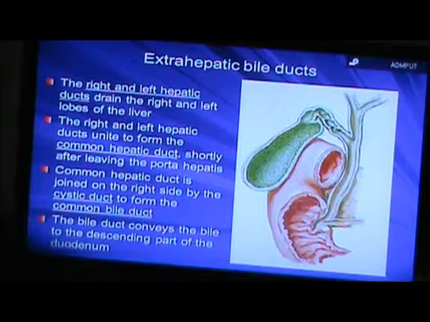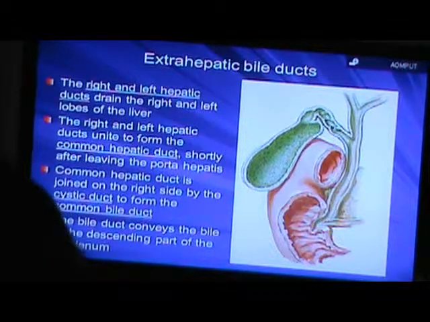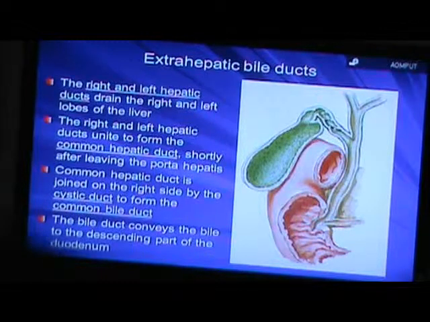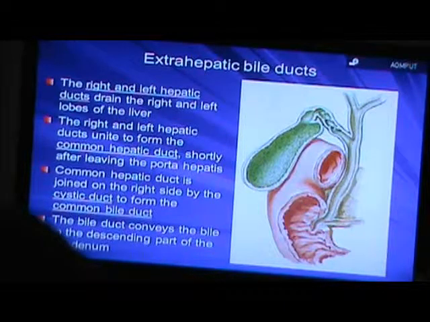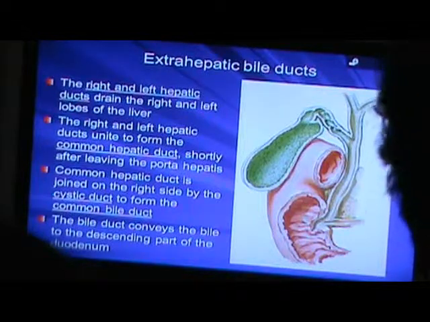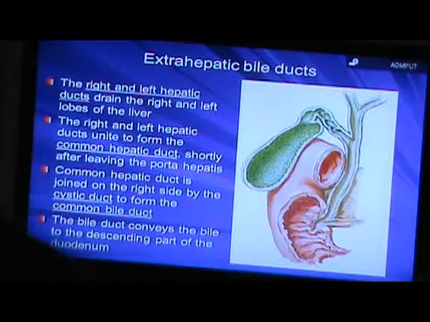Sometimes in your books and atlases you can find this duct called simply the bile duct, without the word common. But when we add common, we emphasize that this bile duct was formed by the common hepatic duct plus the cystic duct. So this is the common bile duct. The bile duct conveys the bile to the descending part of the duodenum and enters at the major duodenal papilla.